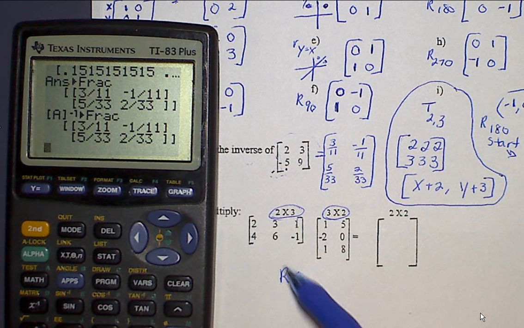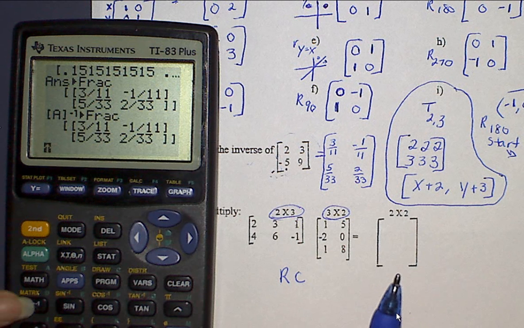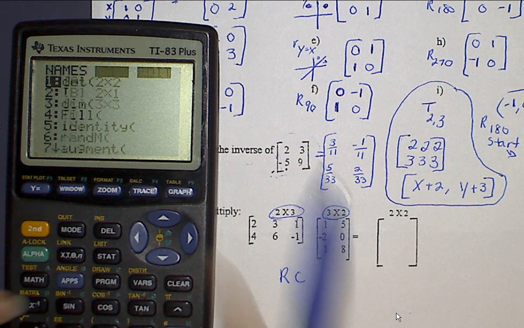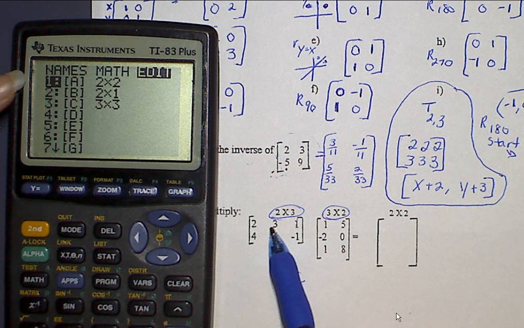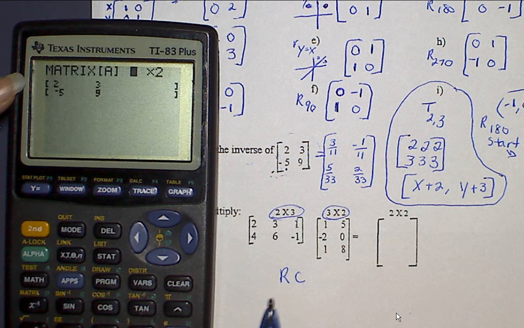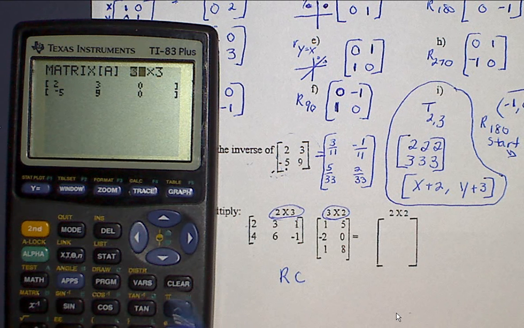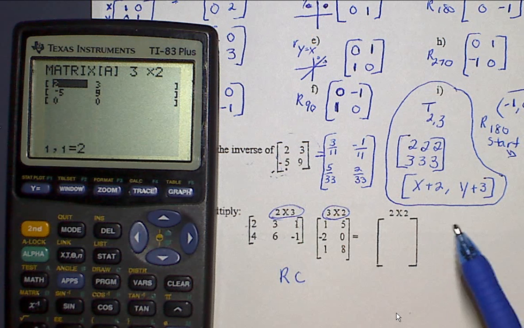So I'm going to go to your matrix so I can put these. I'm going to go second matrix, and I'm going to go to edit, and I always edit number 1 first. So I'm going to edit number 1, and it's a 2 by 3. So I'm going to go 2 by 3. Now if you thought it was a 3 by 2, say you put a 3 by 2, see how it doesn't look the same? We know we did it wrong. So then you would just push your up arrow to redo that.